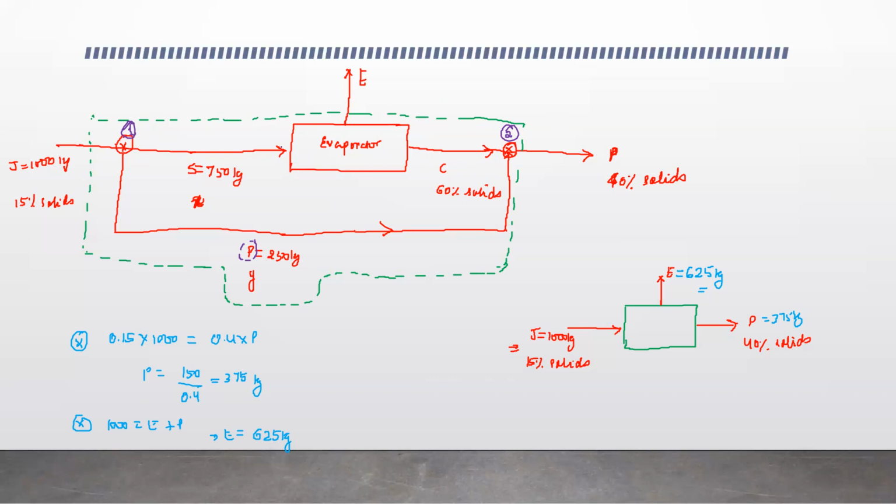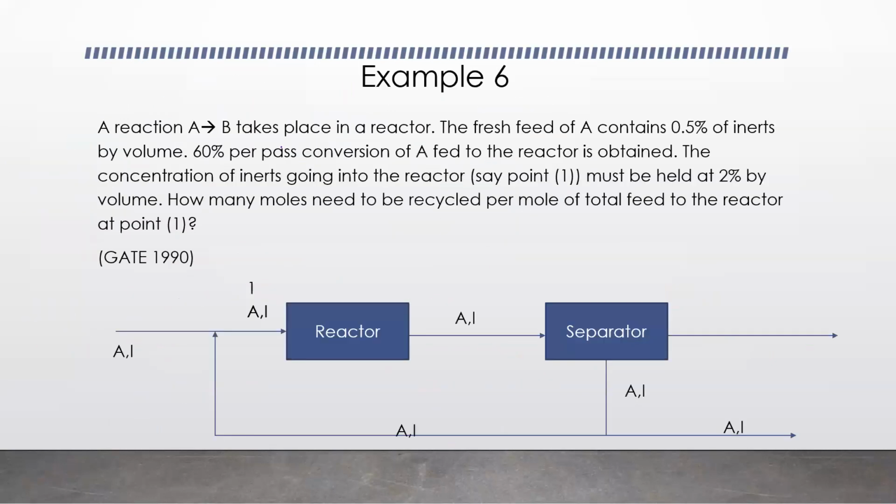All right. So once we're done with this, then we'll come to this example. This is a problem that came in GATE 1990. So this is the problem. And it's a very interesting problem. This problem is on purging. All right. This problem involves purging.